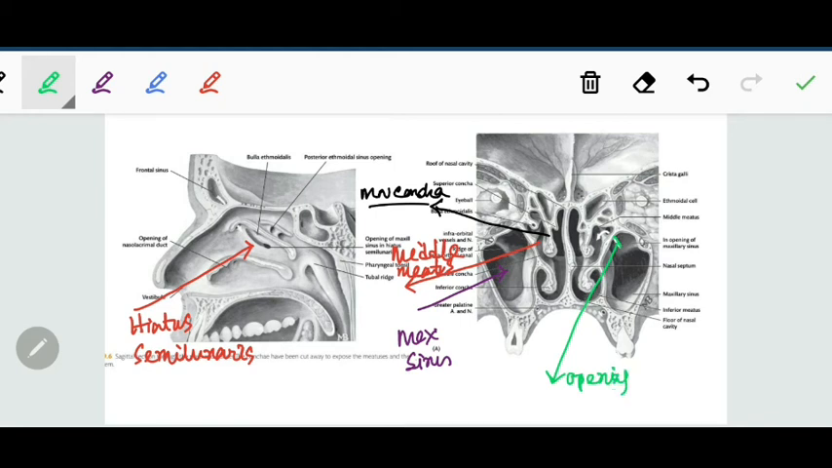The opening is near the roof of the sinus, and it is a disadvantageous position for the sinus to drain. So drainage of maxillary sinus poses a bit of problem because it is located in an unnatural position. This is not like lateral.